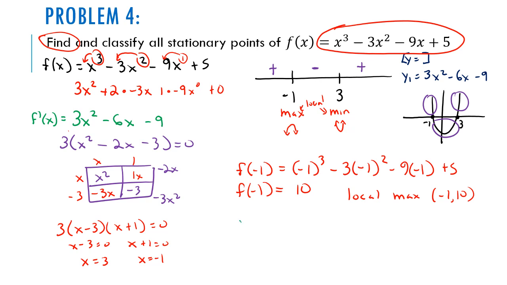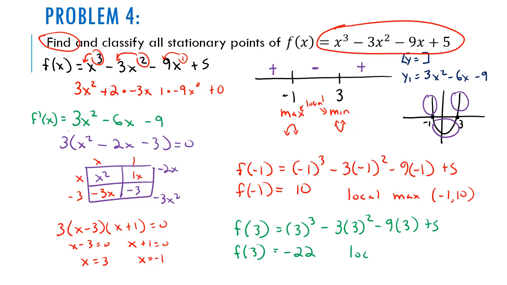Going to do the same thing. Now I'm going to do it for the 3. So I'm going to have f of 3, and when I type that in, I'm going to get -22. So my local minimum is (3, -22).